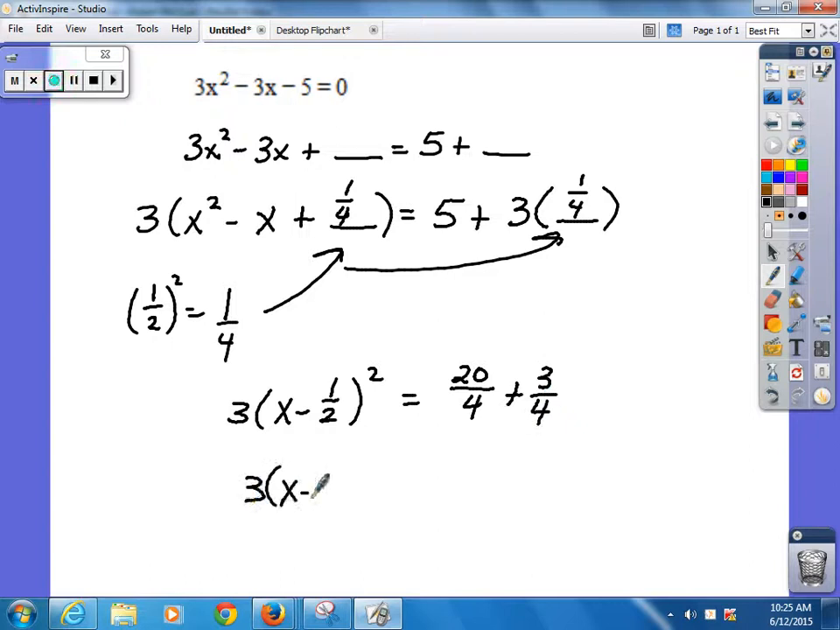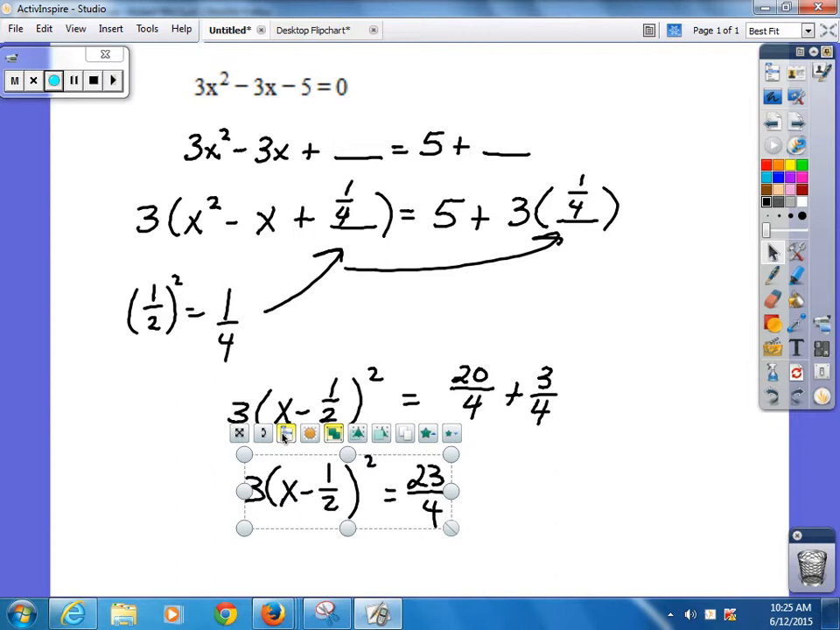3 times x minus 1/2 quantity squared is equal to 23/4. Okay, questions so far? This is a good test question. Okay, I have a question. When you're coming up with the vertex and all that stuff, that's the next step. I'm going to put it on the next board.